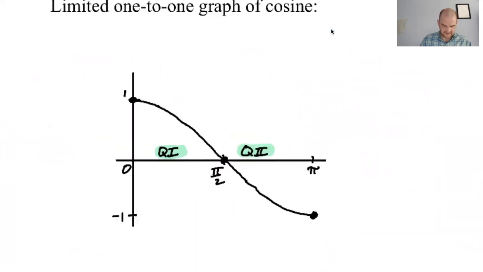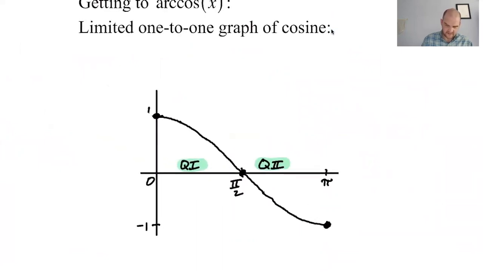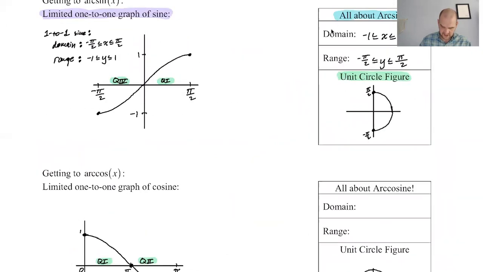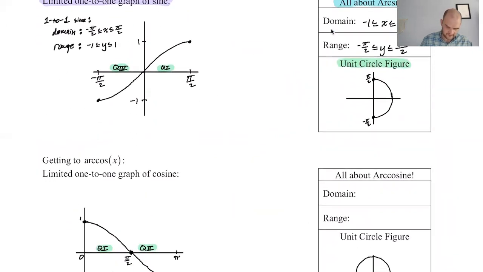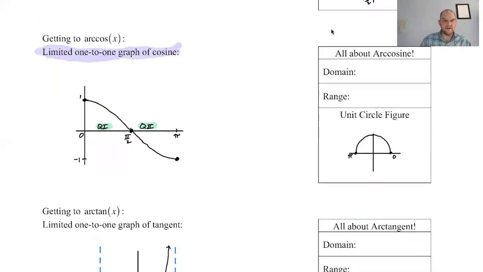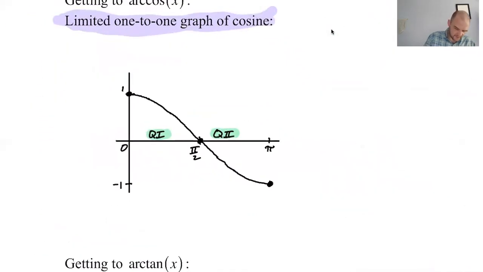All right, let's deal with cosine. Again, I copied this over. I want to be consistent in my shading here. This is going to be the limited one-to-one graph of cosine. It is not the graph of arc cosine. We have not done the graphs of the inverses yet. So here, this is one-to-one cosine.